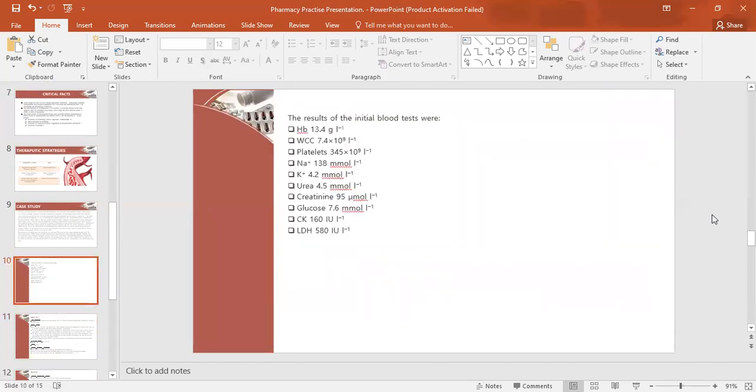The results of the initial blood tests were hemoglobin 13.4 grams per deciliter, white blood cell count 7.4 times 10 to the 9 per liter, platelets 345 times 10 to the 9 per liter, sodium 138 millimoles per liter, potassium 4.2 millimoles per liter, urea 4.5 millimoles per liter, creatinine 95 micromoles per liter, glucose 7.6 millimoles per liter, creatine kinase 160 international units per liter, and lactate dehydrogenase was found to be 580 international units per liter.